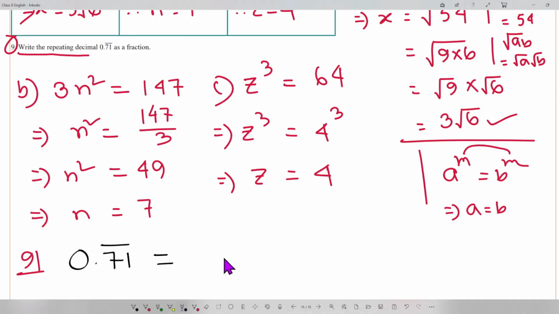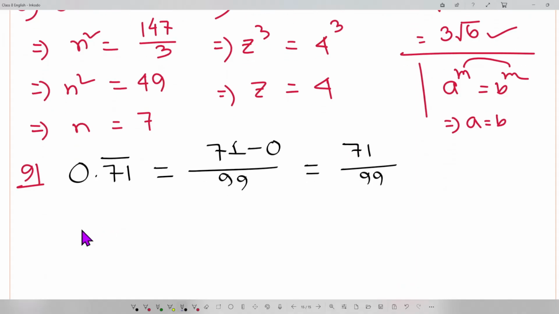It's a simple format. First this one is 71. After the decimal, two numbers repeat, 7 and 1, so 2 nines, 9 and 9, and here is 0, because without 7 1 there is no other number. So we can say this is 71 by 99 and this is our answer.